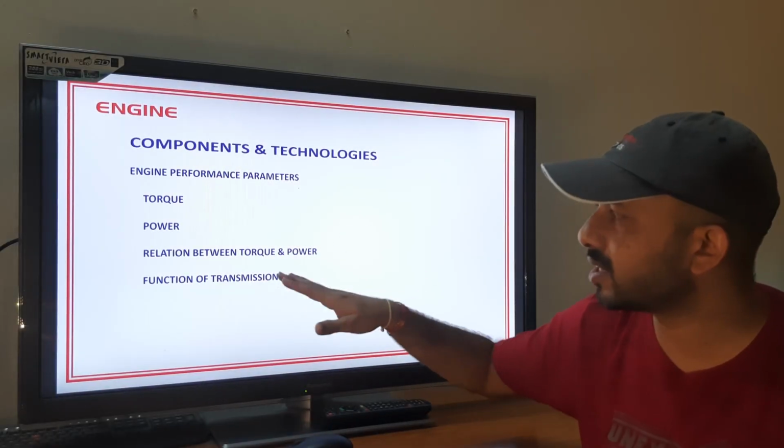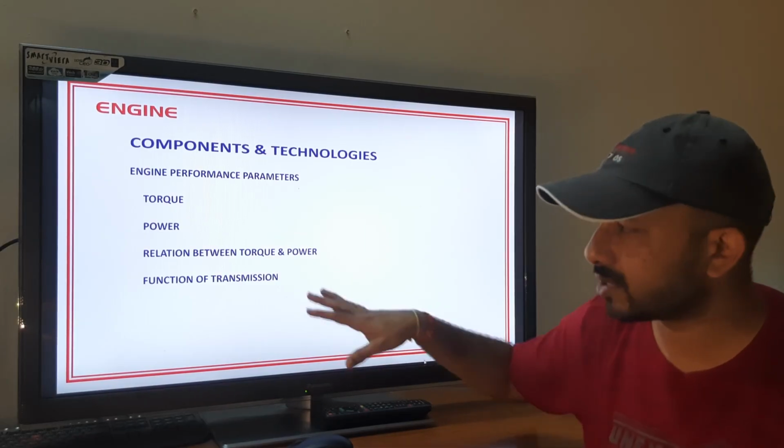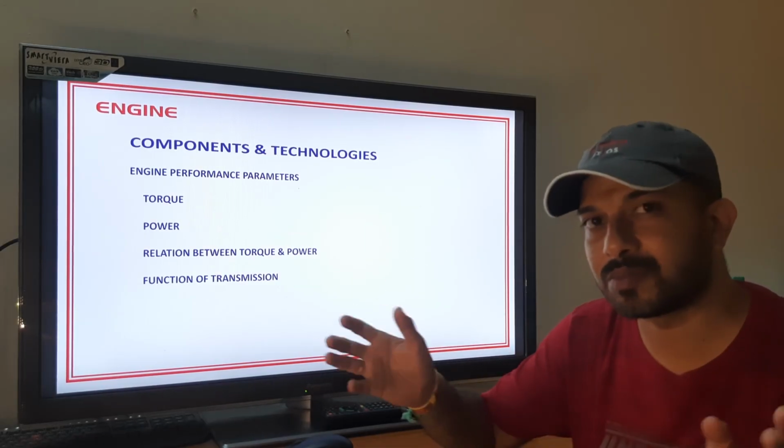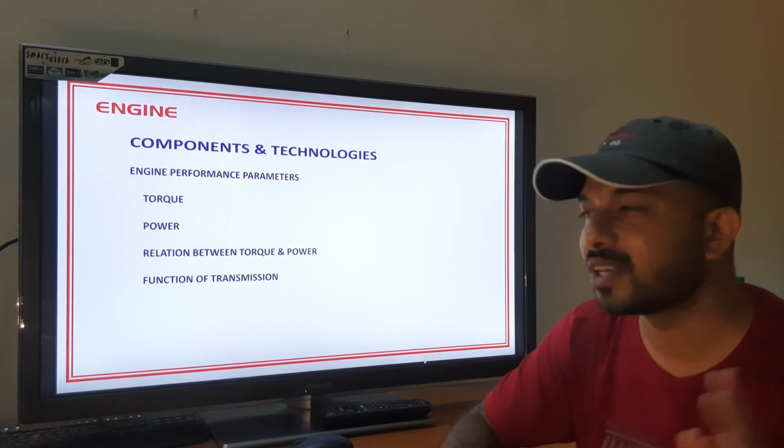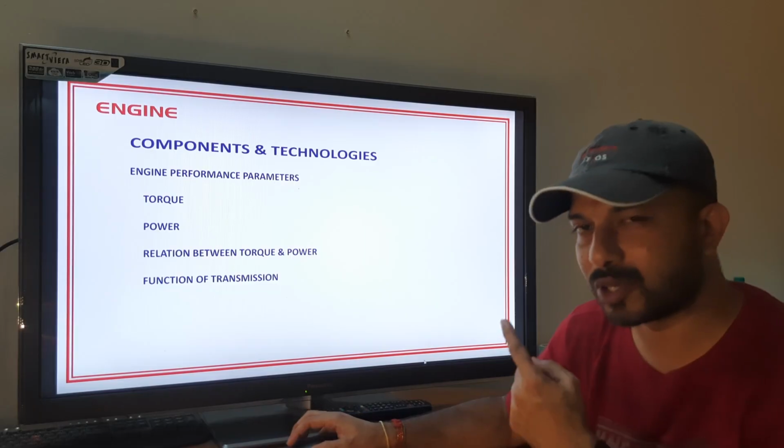Torque, power, the relation between the torque and the power, then comes the function of the transmission. Transmission is again a big subject, so that will be a different video. Let me see these three as of now. Okay, so let me go ahead.